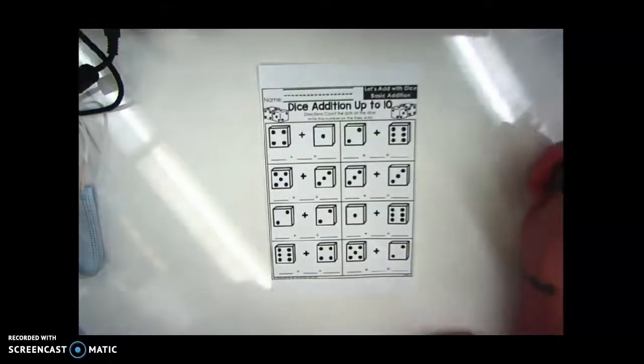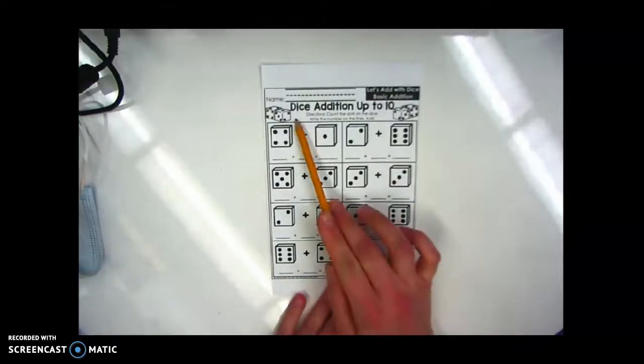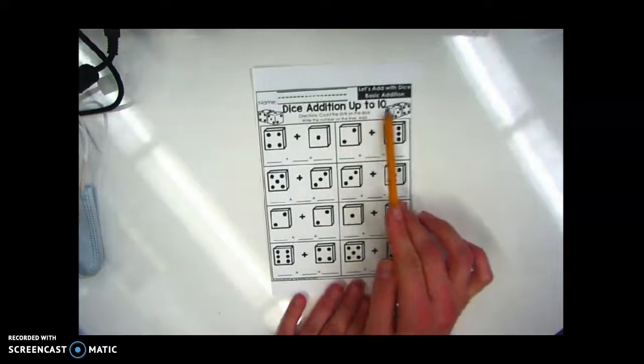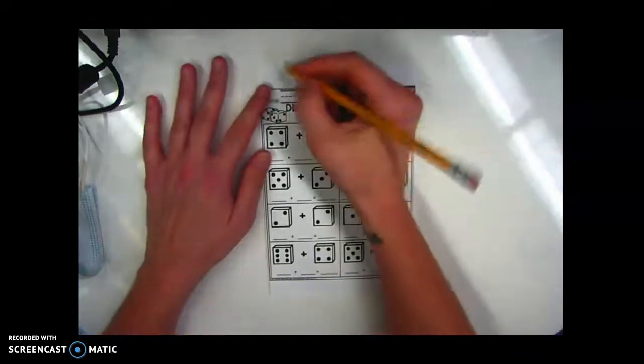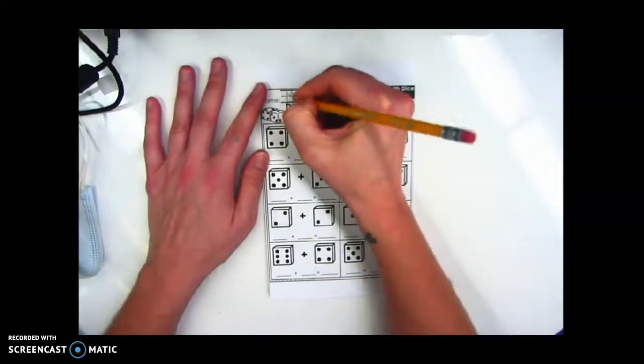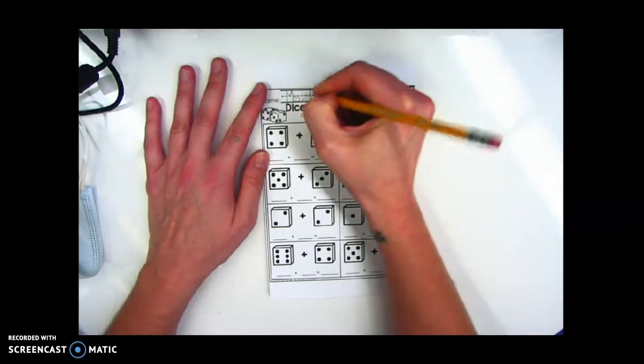Hi friends, for our math channel today, we're going to do dice addition up to 10. Now I'm going to remember that the first thing I do is always the same. Look at the top and write my name.